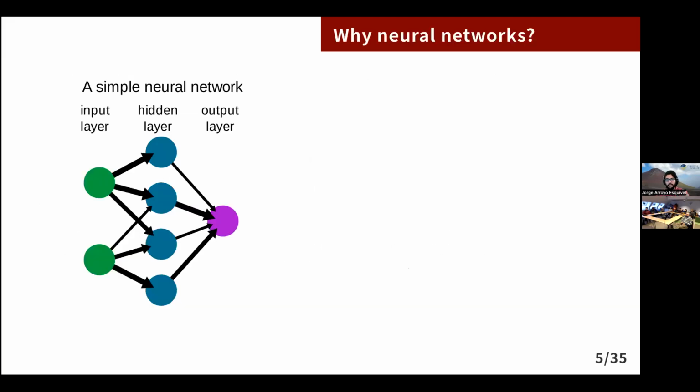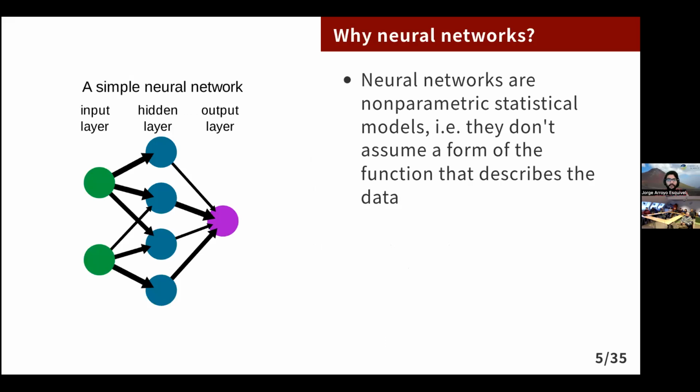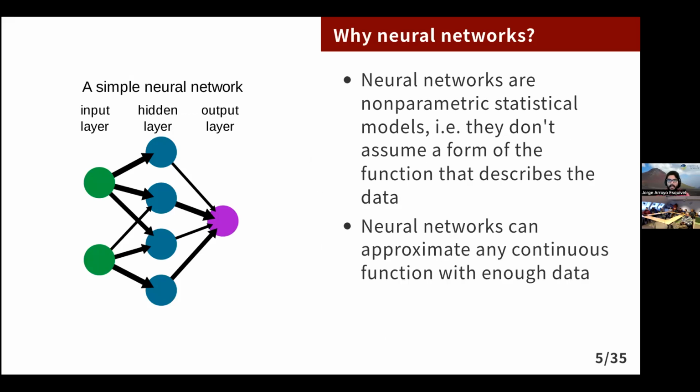Why neural networks? Well, they are non-parametric statistical models, and that means that they don't assume a form of the function that describes the data. So they kind of overcome the modeling bias that we may face when we're looking at our data. And also, they are universal approximators. They can approximate any continuous function with enough data. So the hope when we're using neural networks is that whatever we do is enough to get a good approximation of reality, because we're assuming that reality is continuous, and then the neural network can approximate it.